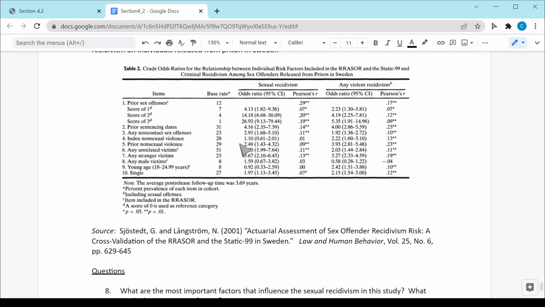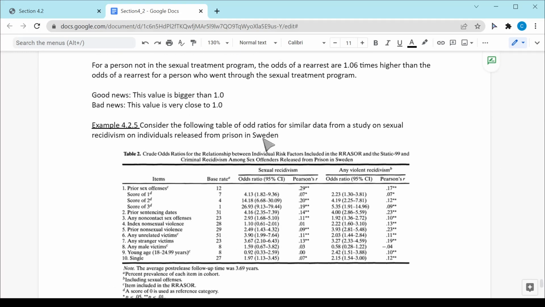Here's another one from Sweden, I guess. And with these odds ratios, you can see where my cursor's at here, the ones that are large or far away from 1 are going to be important indicators of recidivism. Recidivism is just the word that they use for somebody coming back.